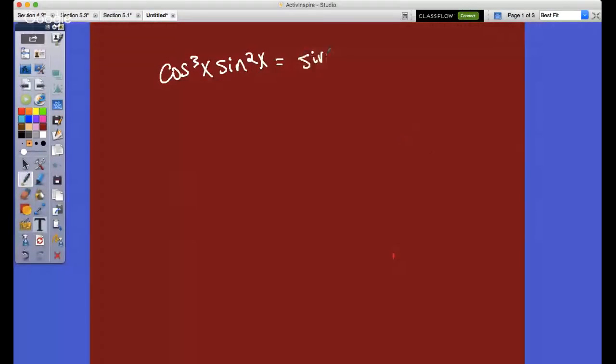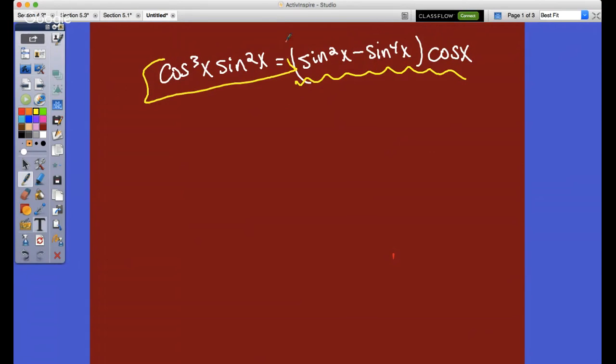And then we have it's equal to sine squared x minus sine to the fourth x, I think it's times cosine of x. Okay, good. I would say the most complicated side is this right side, and I'm going to freeze my left. So the question is are there any identities that are out there? I don't see any right now.